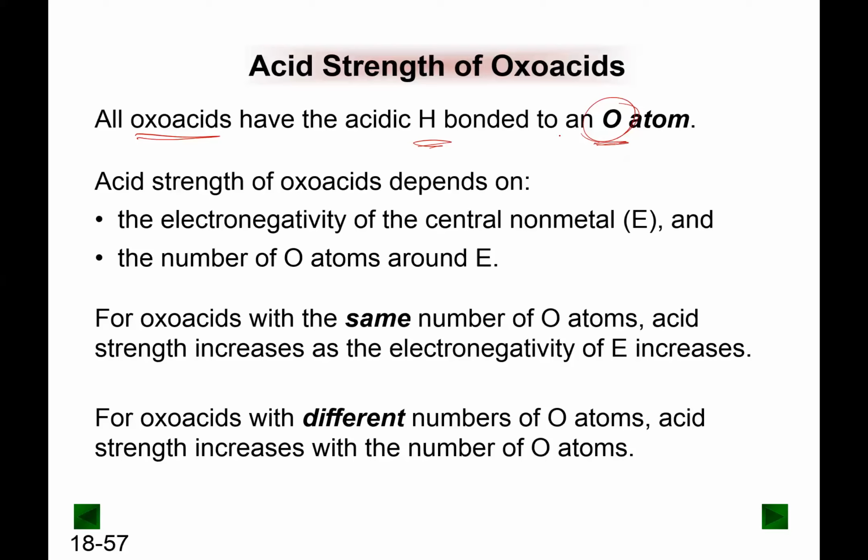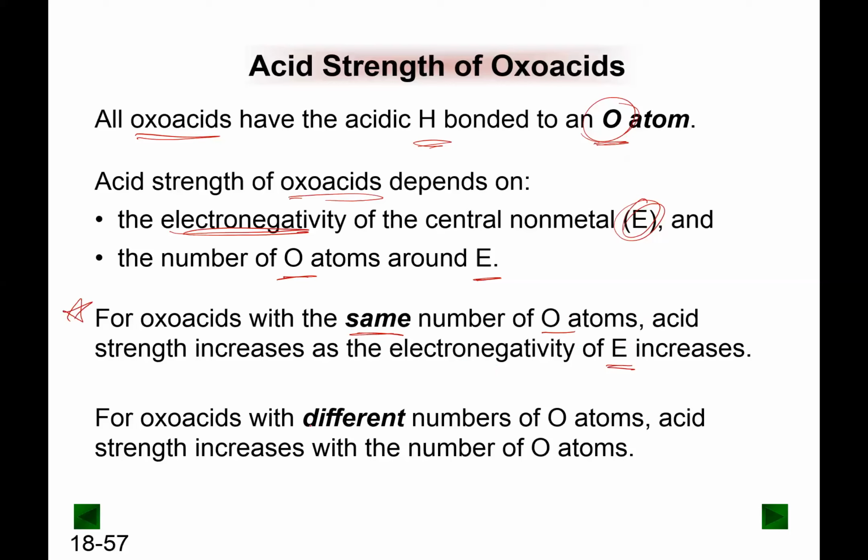Nitric acid would be an example of an oxoacid, and so forth. So acid strength of the oxoacids depends on the electronegativity of the central nonmetal element, E, and the number of oxygens that are surrounding the E. Now, oxoacids that have the same number of oxygens but a greater electronegativity of E will have greater acid strength. So if the number of oxygens is the same, and the only thing different is the electronegativity of E, then the greater the electronegativity, the stronger the oxoacid.